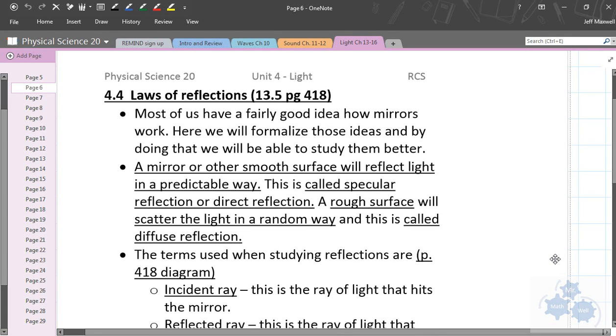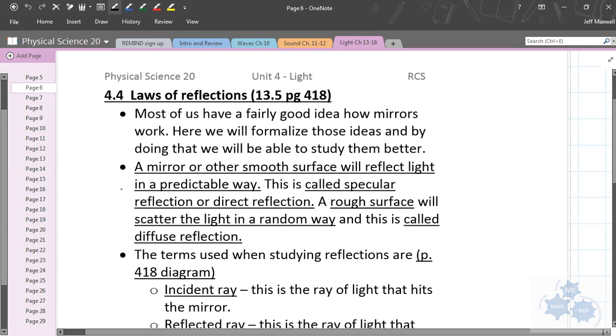All right, so the lesson today is on 13.5, Laws of Reflection. Most of us have a fairly good idea how mirrors work. Here we will formalize these ideas, and by doing so we will be able to study them better, okay? So we're going to study how mirrors work.